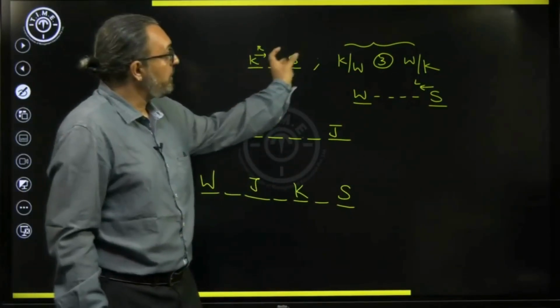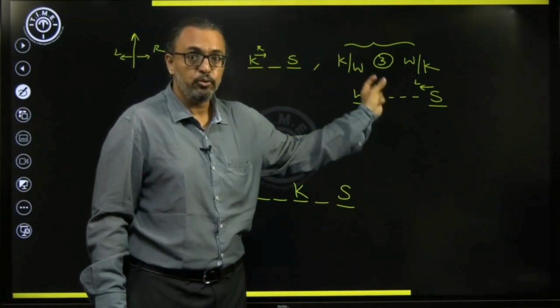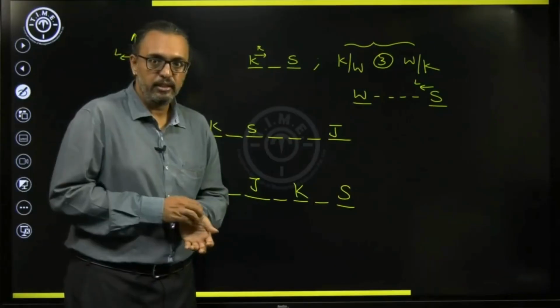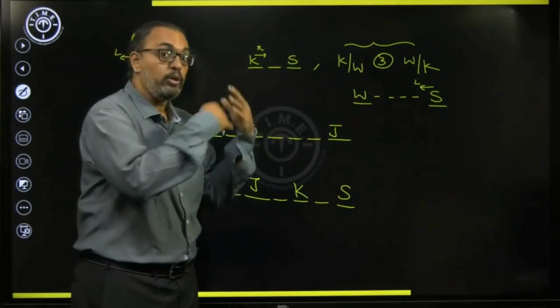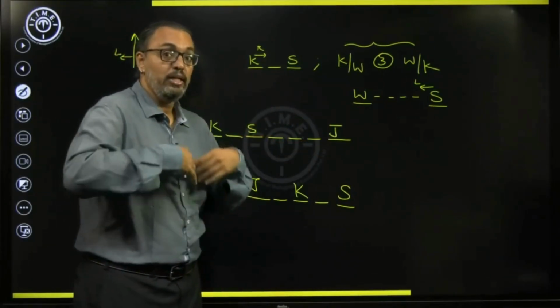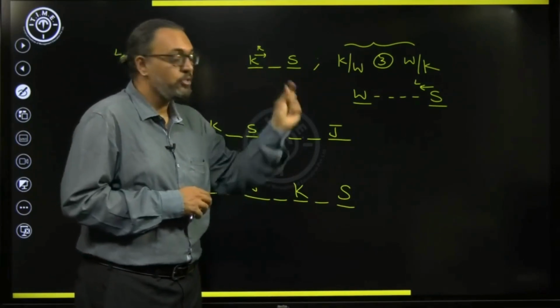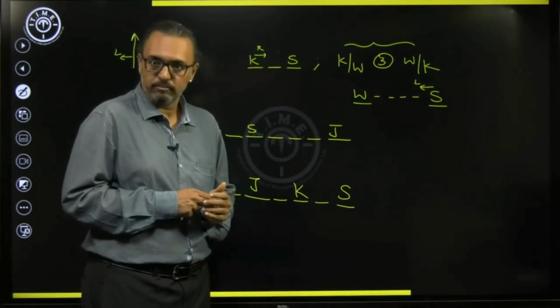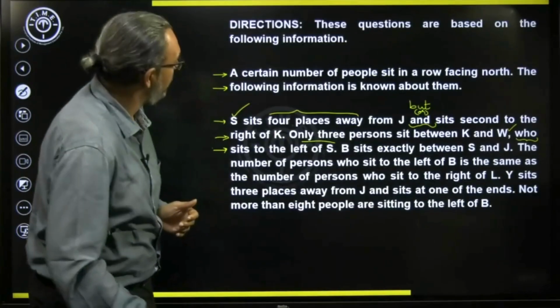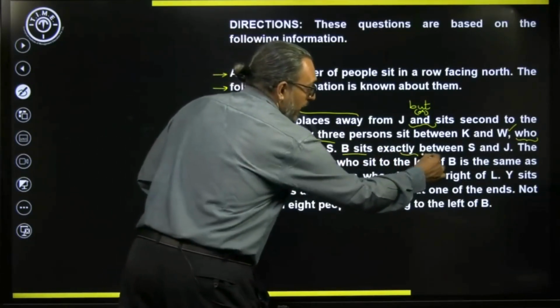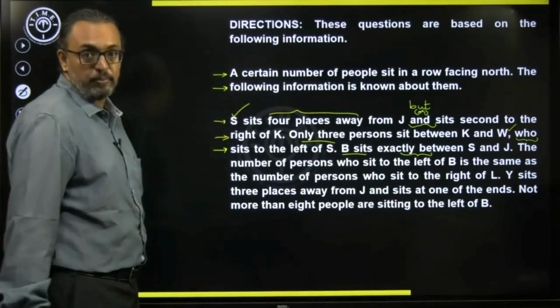Learn to recognize information using positions. If you interpret the information using positions, fixing the arrangement becomes very easy. You don't have to spend more time on the conditions. You don't have to read them again and again to understand. Use positions to interpret the information. Got it? Yes. Then further, what he says is, B sits exactly between S and J.